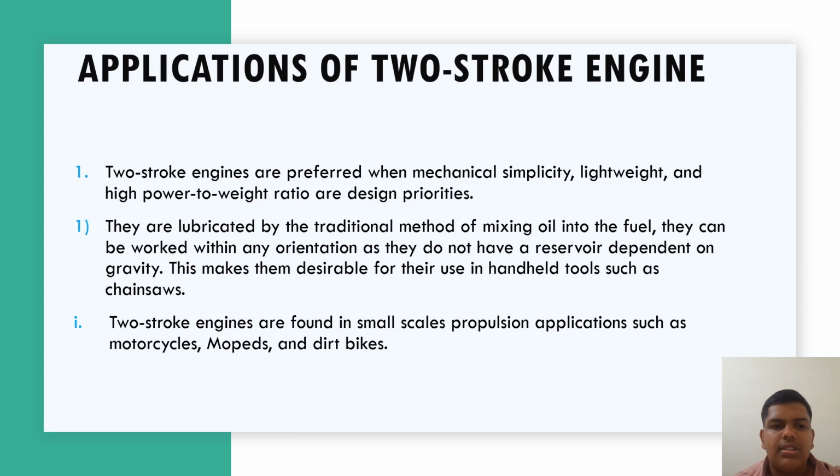Applications of two-stroke engines. Two-stroke engines are preferred when mechanical simplicity, light weight, and high power-to-weight ratio are desired. They are lubricated by the traditional method of mixing oil into the fuel. They can work in any orientation as they do not have a reservoir dependent on gravity. This makes them desirable for use in handheld tools such as chainsaws. Two-stroke engines are found in small-scale applications such as motorcycles, mopeds, and dirt bikes.